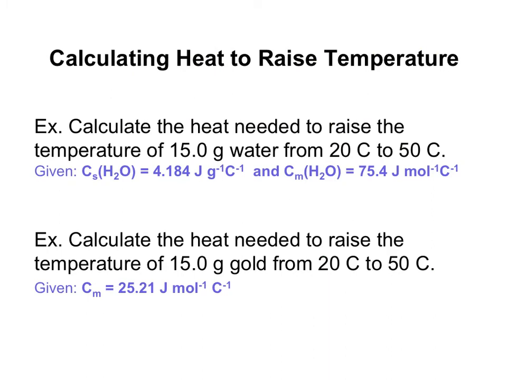Okay, so I wanted to do this calculation. This is just to get used to working with the different units and the different definitions. Let's first look at the heat needed, that's Q, to raise the temperature of 15 grams of water from 20 degrees C to 50 degrees C. Then we're going to look at gold, same mass, 15 grams, same temperature change, 30 degrees. The only difference is the substance. So I want to calculate Q for both of those.